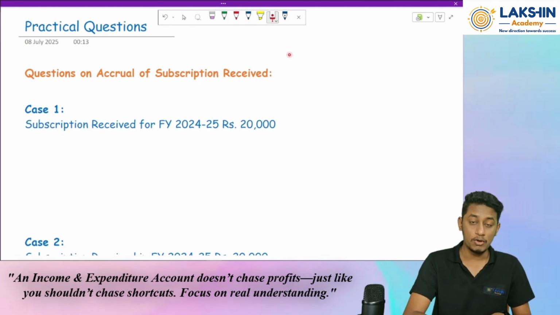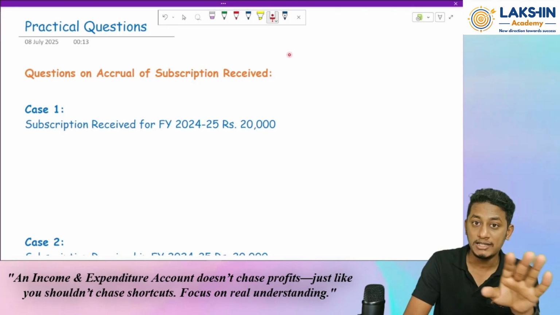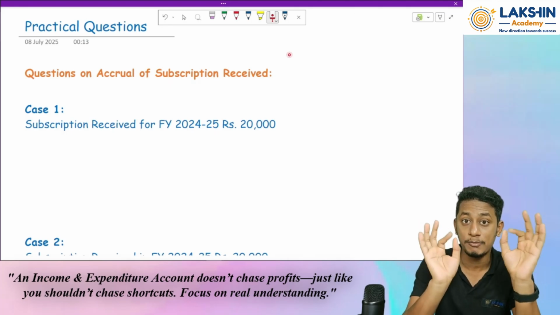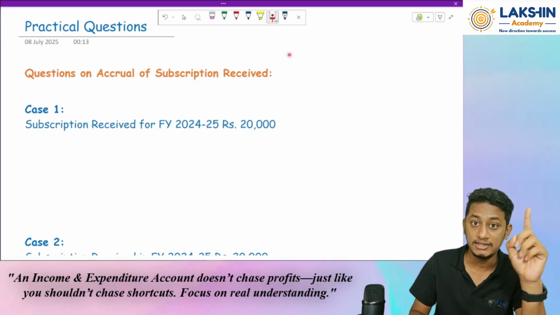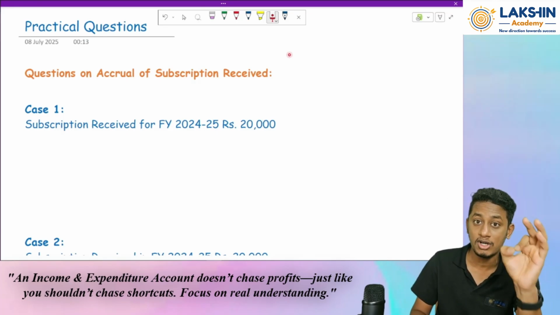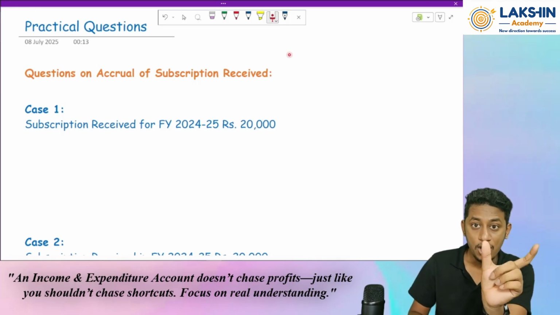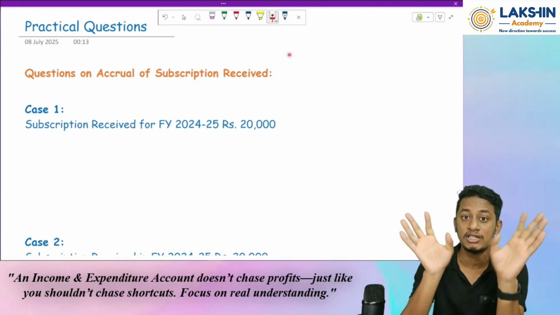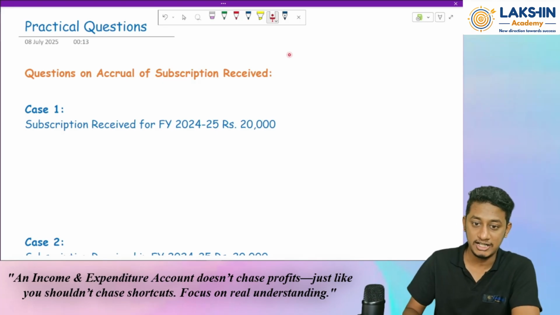Now, what about the receipts and payments account? In the receipts and payments account, it does not matter whether it belongs to this financial year or not, but it should be received or paid in cash. Whereas in my income and expenditure account, the income or the expenditure should belong to this year. What do I mean by the word belong? Belong simply means that whether it is received or not doesn't matter, but it is pertaining to this financial year, whatever financial year I am working out for. Now let's look at the question and understand it better.